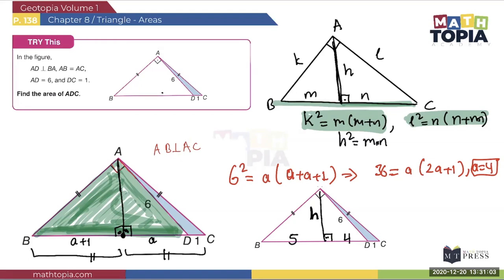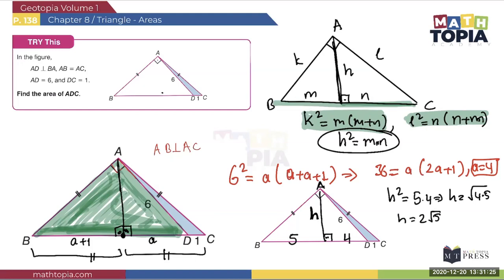So in order for you to figure out this shaded part's area, you have to have the height, the altitude of this triangle, then I'm going to use this formula. H squared equals 5 times 4, and H equals root of 4 times 5, then H equals root 5. Then the area of these shapes becomes 1 times 2 root 5 divided by 2. Then that is going to be my result: root 5 would be the area of this shaded triangle.